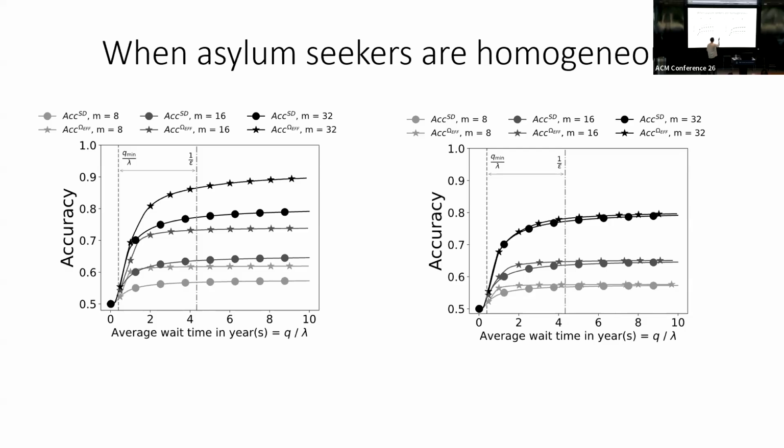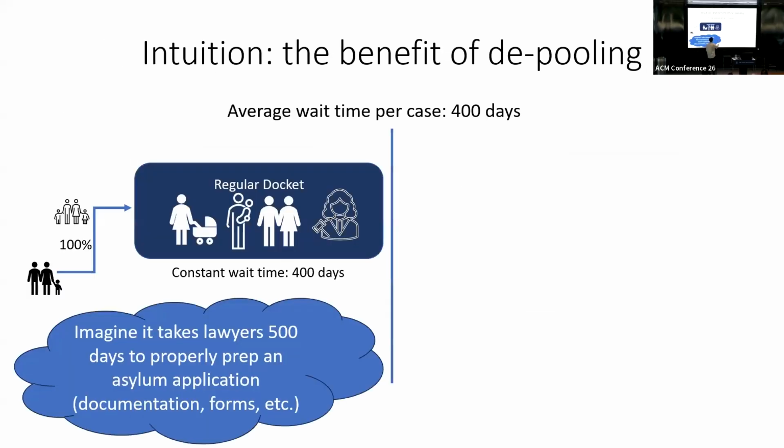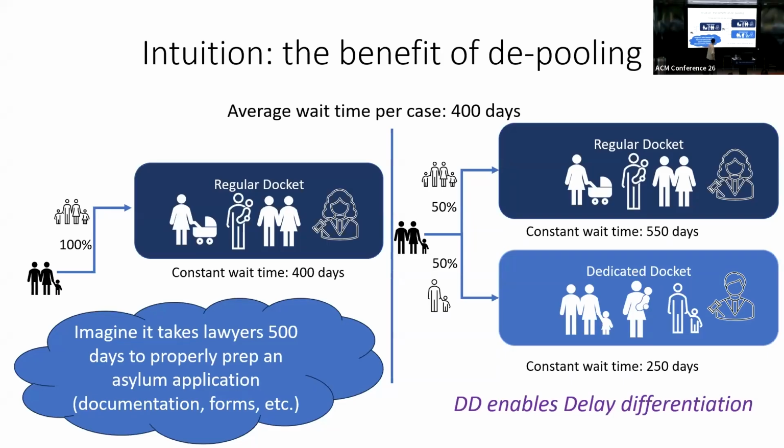So what is really the benefit? Let's think about a very simple example where initially there's only one docket and the wait time is constantly equal to 200 days. And it takes a lawyer 500 days to fully prepare a case. In this scenario, nobody on the regular docket can get fully prepared, so the accuracy is pretty low. Now let's think about introducing a fast track docket where the constant wait time is 250 days.